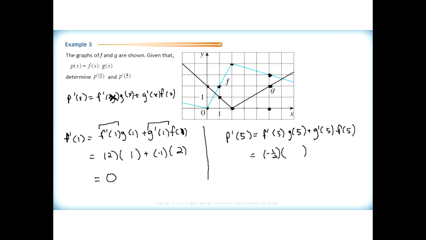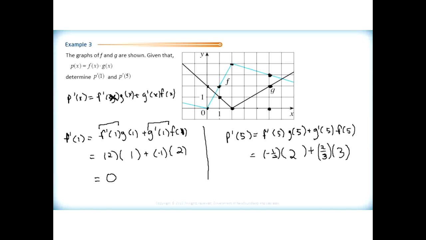And we'll leave out g of 5 for a second. For the slope of g, I'm over 3, and it looks like I'm up about 2 units. So I'm going to say 2/3 for g prime of 5 there. And then I need to find the values of both f and g at that point. Just looking at the y-coordinates on the curve over a distance of 5 units for x, I can see that g has a value of 2 and that f has a value of 3.